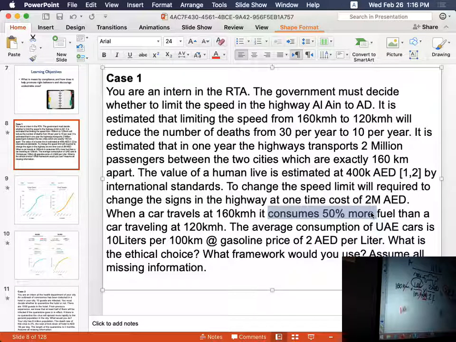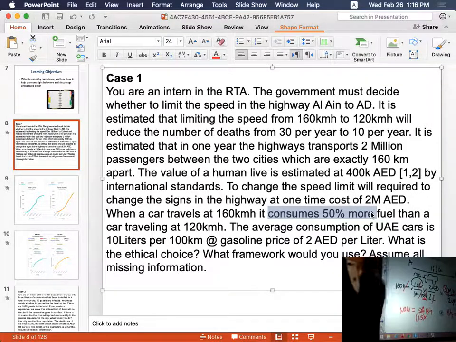50% more is 1.5 times. So before equal now divided by 1.5. Do you agree? So how much is that? Now it's 32, divided by 1.5, gives 21.3. So do you get it?